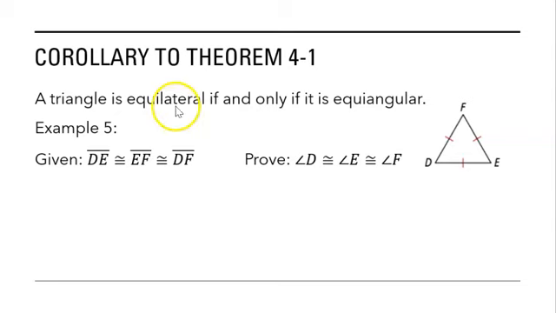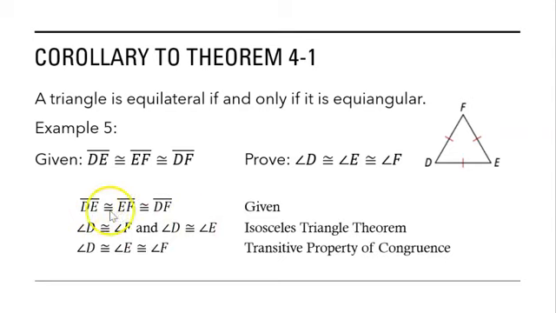Okay, so if you know it's equilateral, it's going to be equiangular. If you know it's equiangular, it's going to be equilateral, because this is a biconditional statement. So let's take a look at the proof and how we can figure it out based on theorem 4.1, which is the isosceles triangle theorem. It's given that all three sides are congruent. We need to prove that all three angles are congruent. Now remember, it's based on that theorem, so let's take a look at the steps.